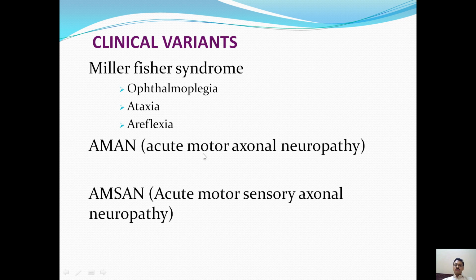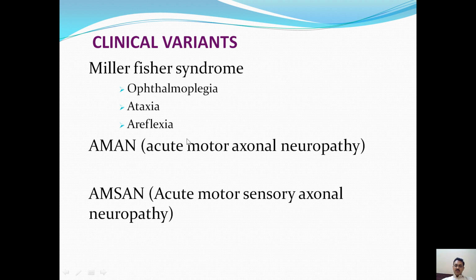AMAN, or acute motor axonal neuropathy. When you do nerve conduction, there is an axonal type of neuropathy rather than a demyelinating type, and it involves only the motor nerves. Or acute motor sensory axonal neuropathy, AMSAN. So when you do nerve conduction, there is involvement of the motor nerves and sensory nerves as well. This is also a variant, but these variants are rare.